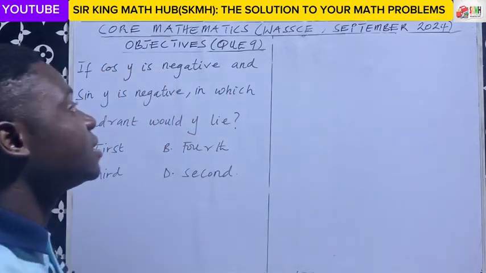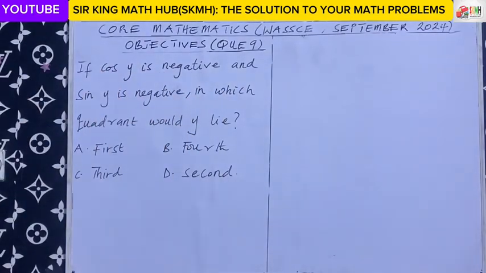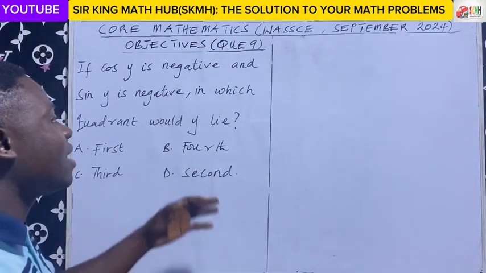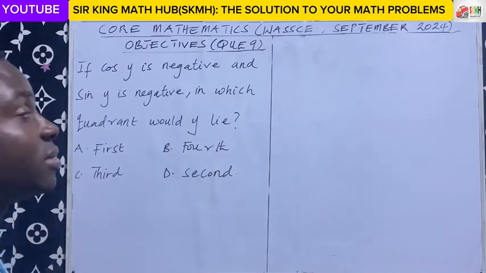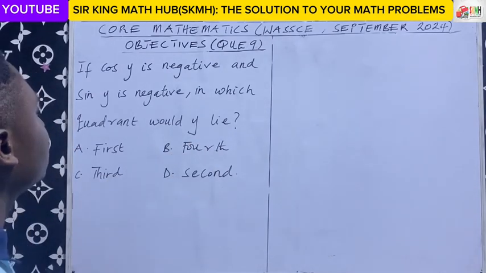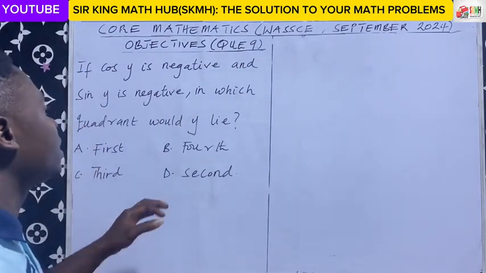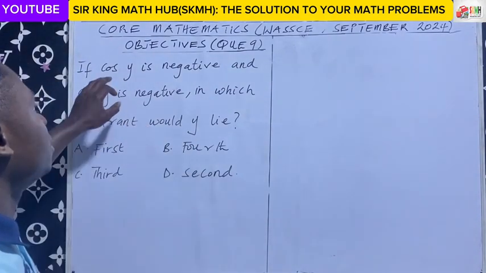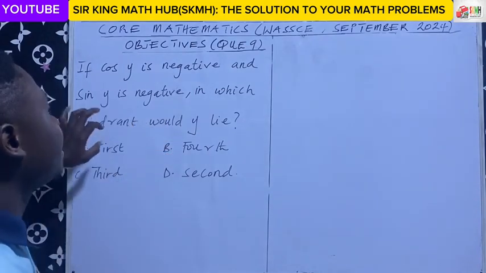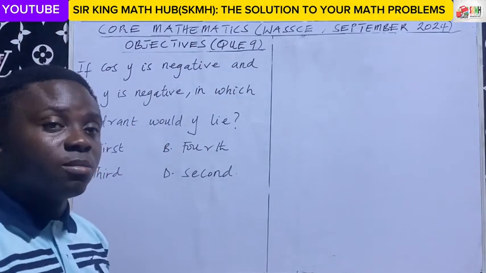Core Mathematics, WASSCE, September 2024. Objective question 9. If cos y is negative and sin y is negative, in which quadrant would y lie? So we have an acute angle measuring y degrees, and we want the quadrant in which y should lie, such that the cos of y and then the sine of y will all be positive.